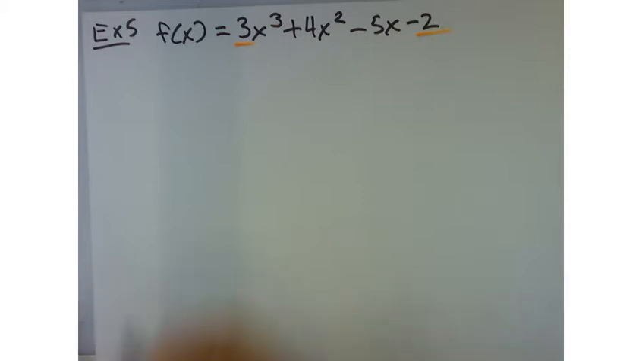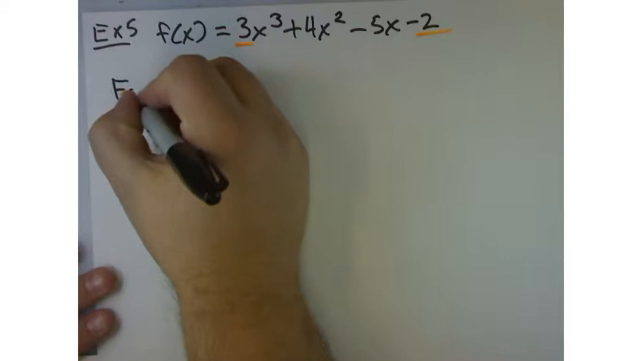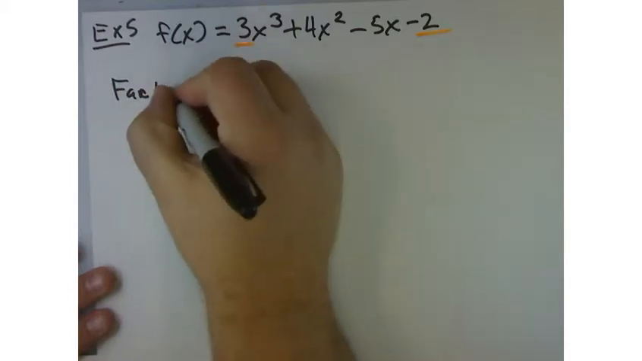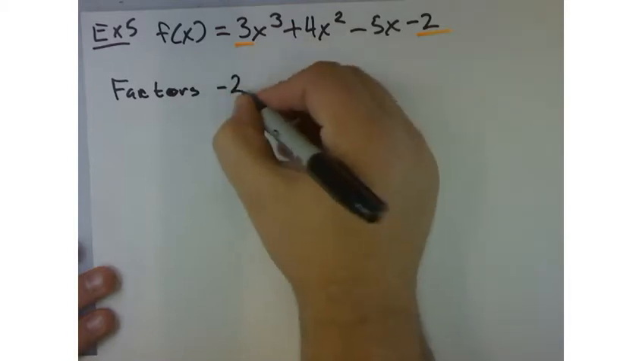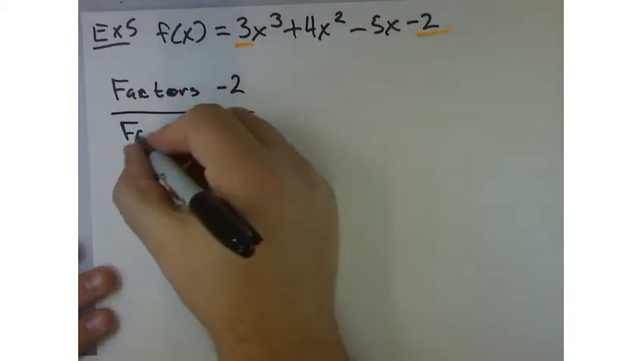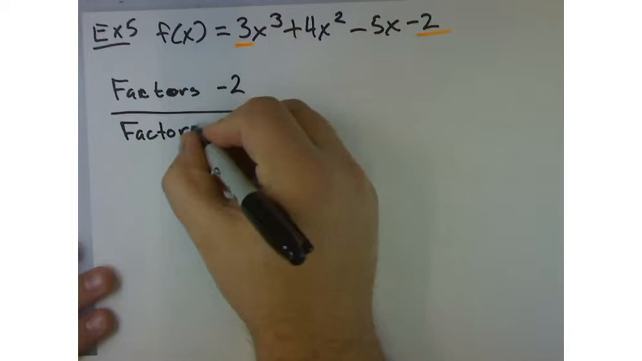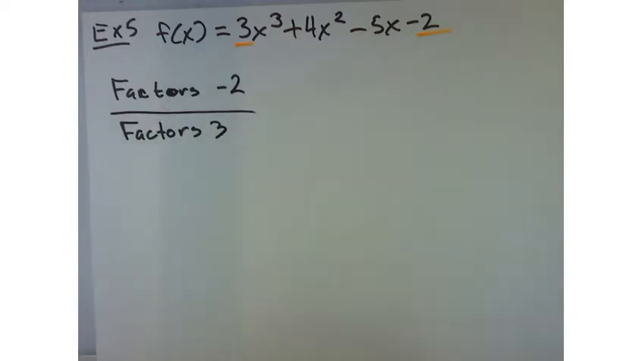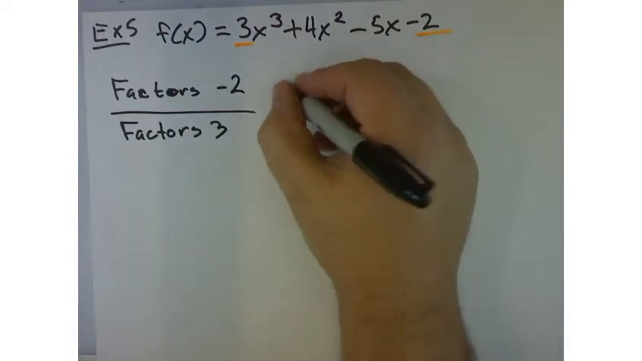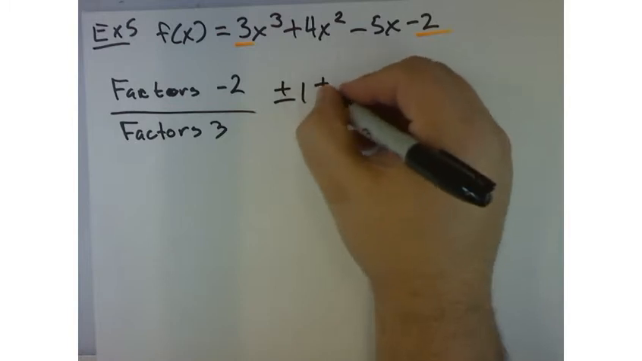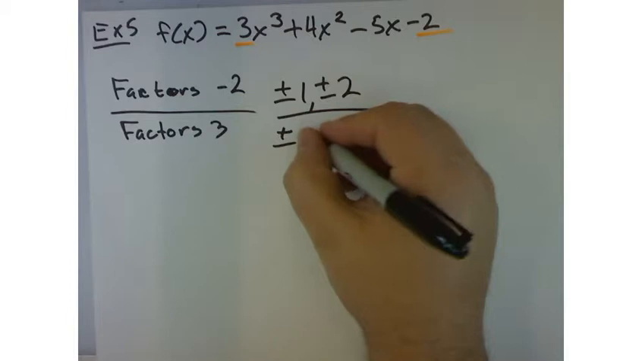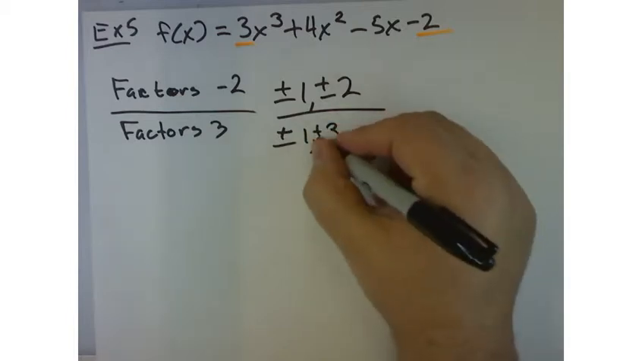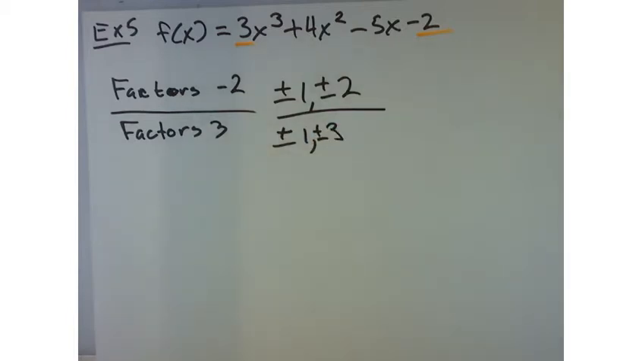Okay? So it's the factors of negative 2 over the factors of positive 3. And so luckily for you guys, these are prime numbers. So some combinations of those right there are going to be factors.